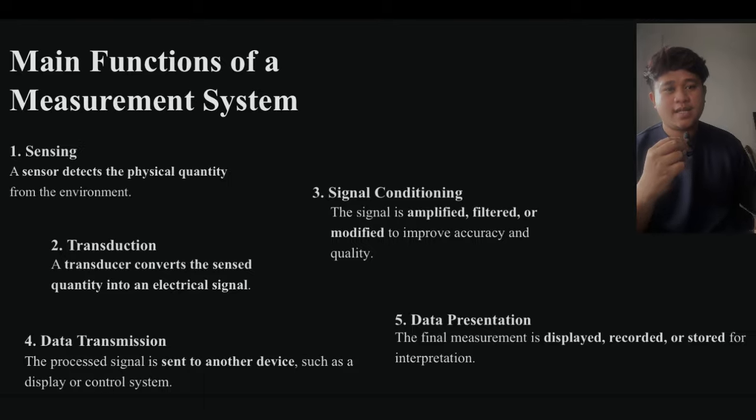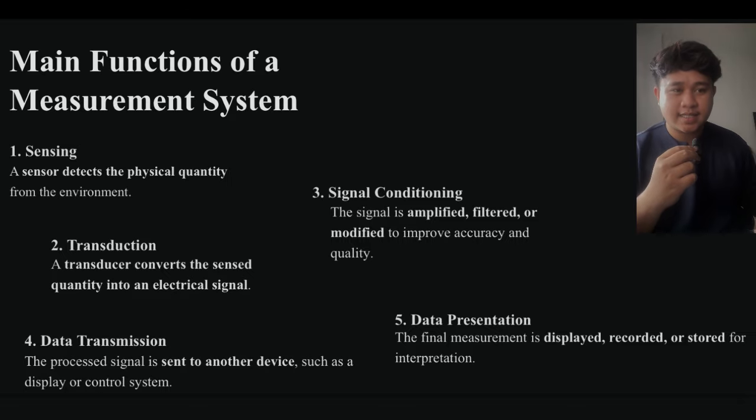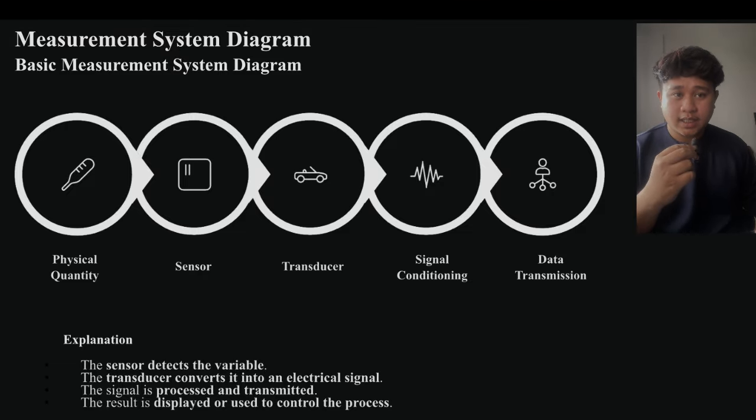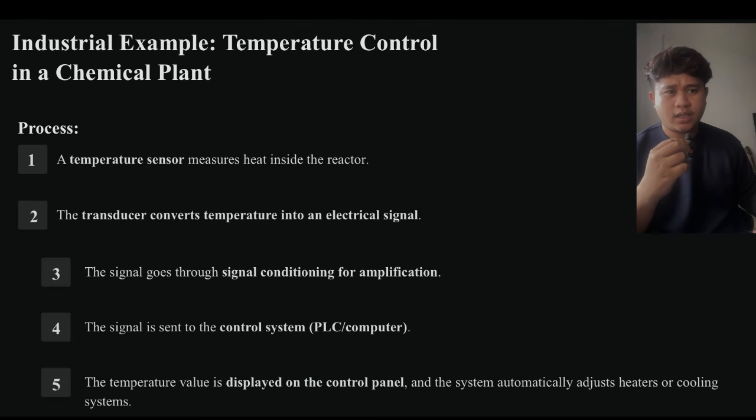Let me show you a simple diagram that illustrates this process along with a real industrial example. This is a basic measurement system diagram. The physical quantity like temperature is first detected by the sensor. The transducer converts it into an electrical signal. The signal is conditioned, transmitted, and finally displayed or used to control the system. To make it more practical, let's look at a temperature control system in a chemical plant.